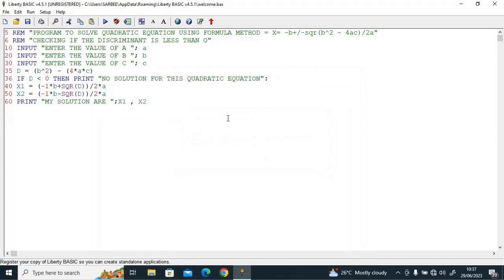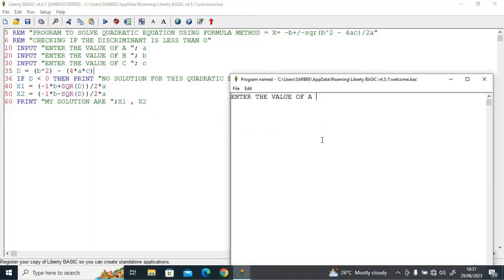Let's check again. That's what I'm trying to say, because you have to guess your answer. Let's say my b is 2. 2 raised to power 2 is 4. So my a is 1. Let's say a is 1, and b should be 2, and c should be 1. I should get less than 0 here.